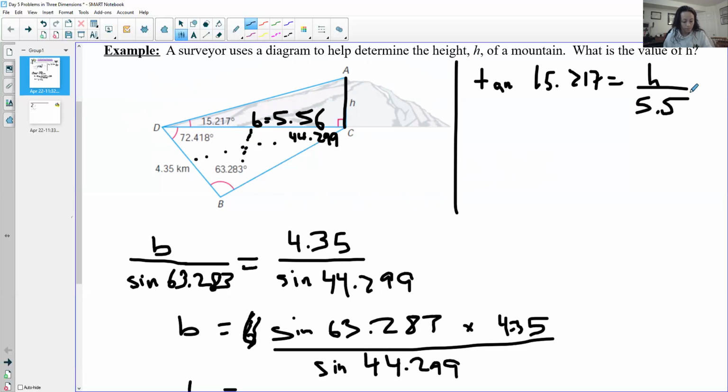Oops, store. Oh, that didn't work. 5.56. Now I need to bring the 5.56 up here. And I'm so sorry. Usually I keep my answers pretty accurate, but I just erased something.